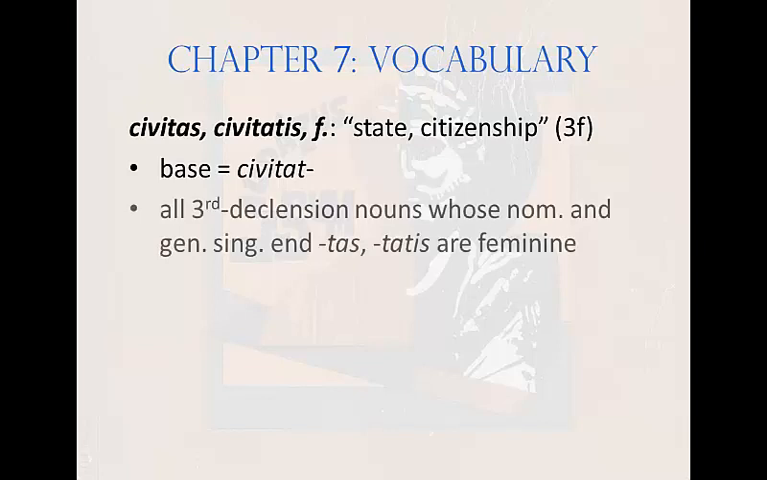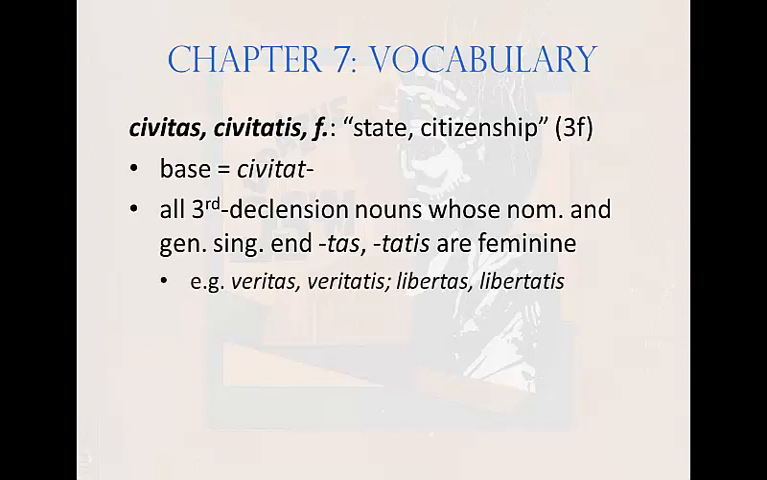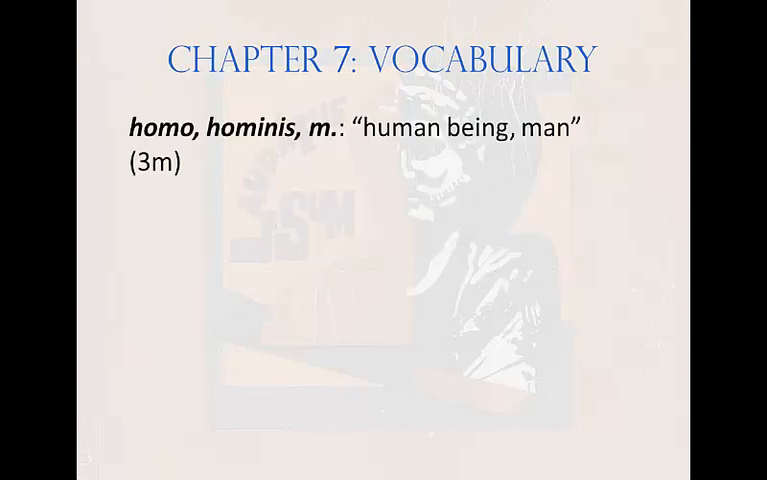Also remember that all third declension nouns whose nominative and genitive end in tas, tatis are abstract nouns and feminine in gender, like veritas, veritatis or libertas, libertatis. What would be the accusative plural of this word? That's right, civitates. The next word is homo, hominis, masculine, meaning human being, or man in the sense of person.